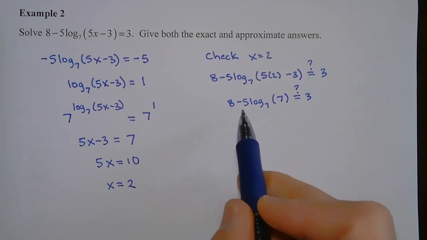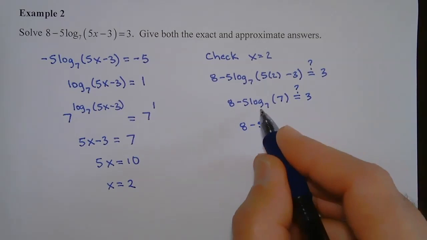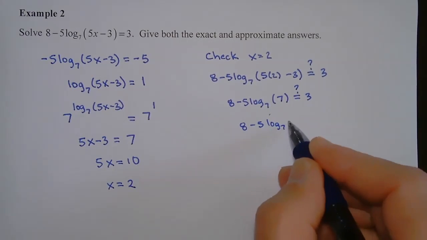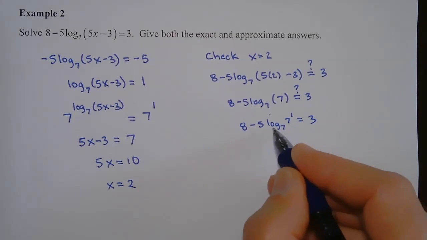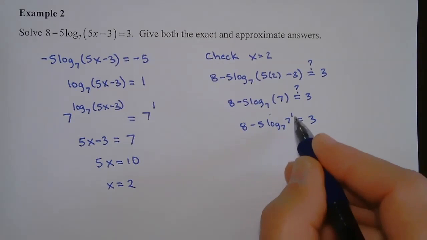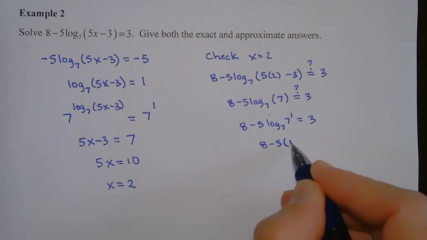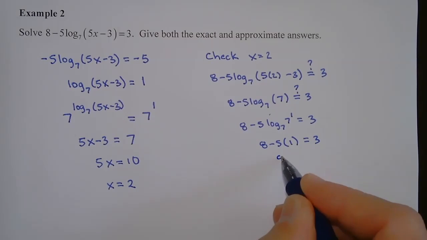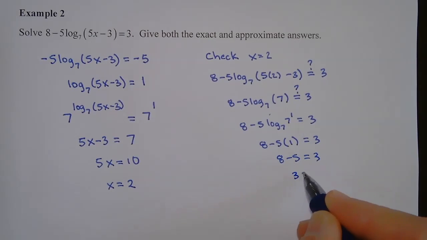All right. And then, okay, so then this would be 8 minus 5. And then log base 7 of 7, well, that would be log base 7 of 7 to the first, right? So that means this logarithm right here, this part right here, is 1. So this makes 8 minus 5 times 1, because log base 7 of 7 to the first is 1, is equal to 3. Well, that would be 8 minus 5, and that's equal to 3. And that means 3 is equal to 3.